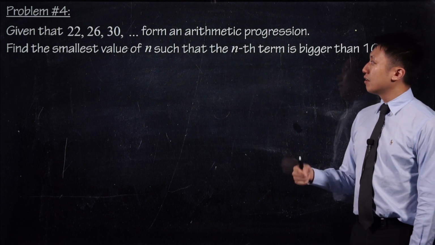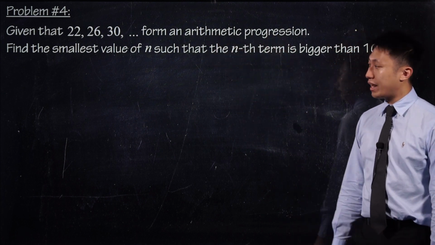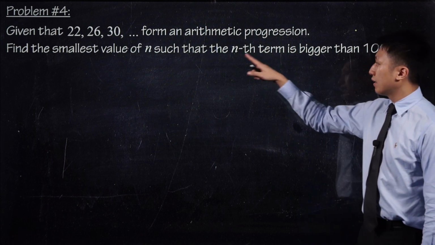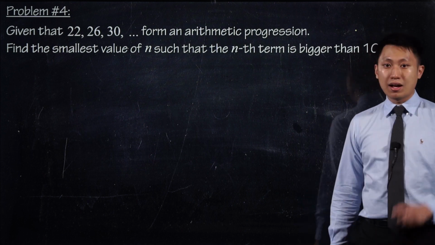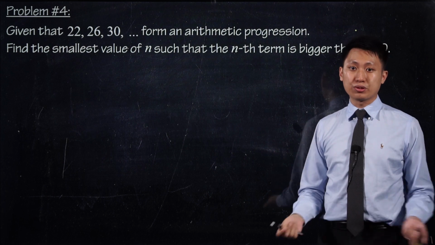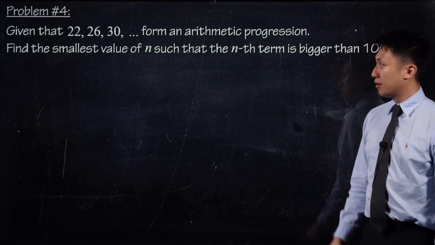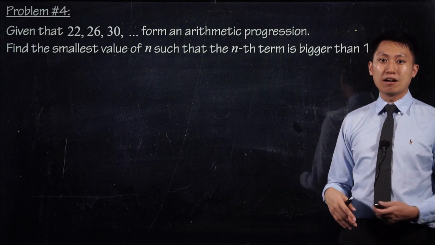22, 26, 30 form an arithmetic progression. So find the smallest value of n such that the nth term is bigger than 100. So I want to warn you first. This type of question is very possible in your SPM. Sometimes, I think most likely, it will be in the first paper, Paper 1.